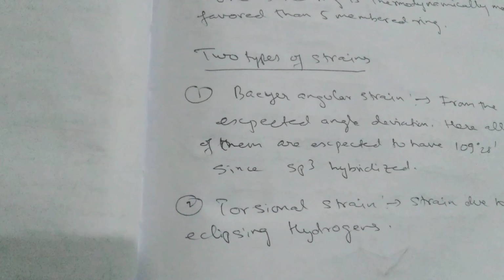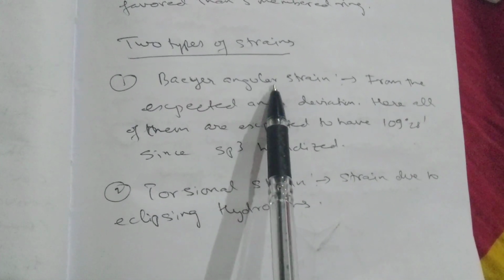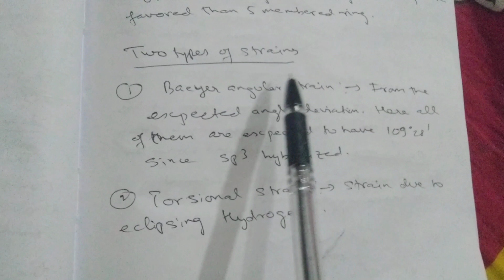We determine it by looking at the strains. These are the two strains which make them unstable. The first strain is Baeyer angular strain, as the name itself indicates. We know all the carbons in cyclohexane are sp3 hybridized, so the angle should be 109 degrees. If the angle is close to 109 degrees, it is stable. However far it is from 109 degrees, that much instability it gets because of this angular strain. The second one is torsional strain.